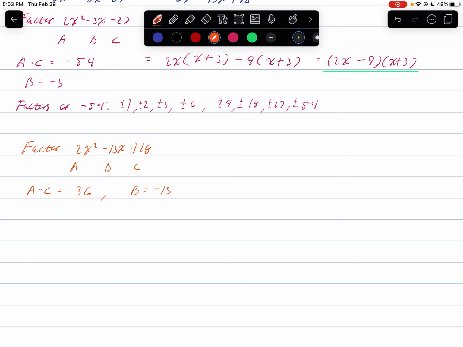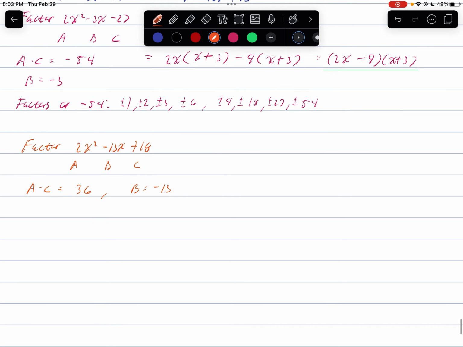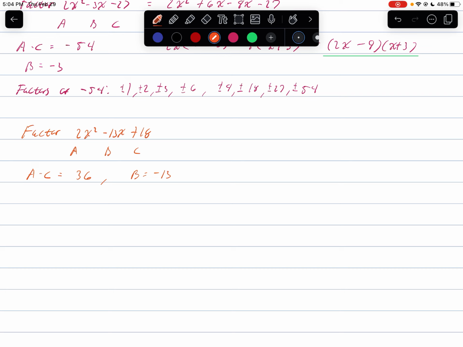Okay, so let's see, what numbers will multiply together to give us 36 and add to give us negative 13? So it's probably going to be two negative numbers here, obviously, because we need the product to be positive and the sum to be negative 13. Thinking 9 and 4 should probably do it. Negative 9 and negative 4, right? If you add negative 9 and negative 4, we should get negative 13, and negative 9 times negative 4 is going to give us A times C, which is 36.